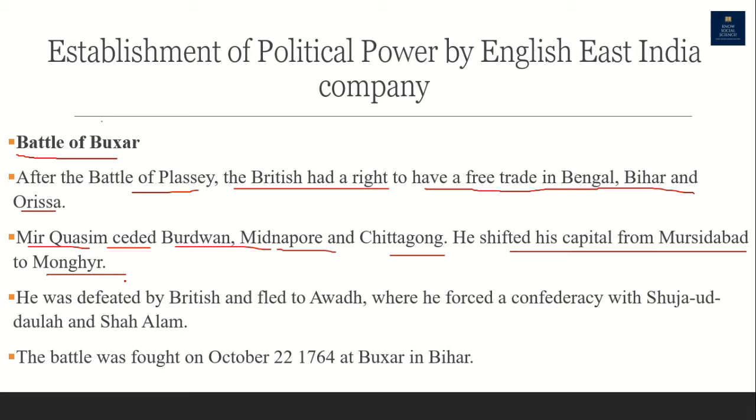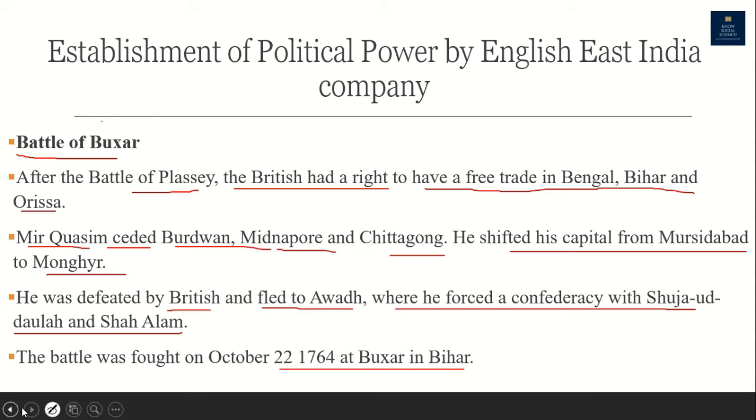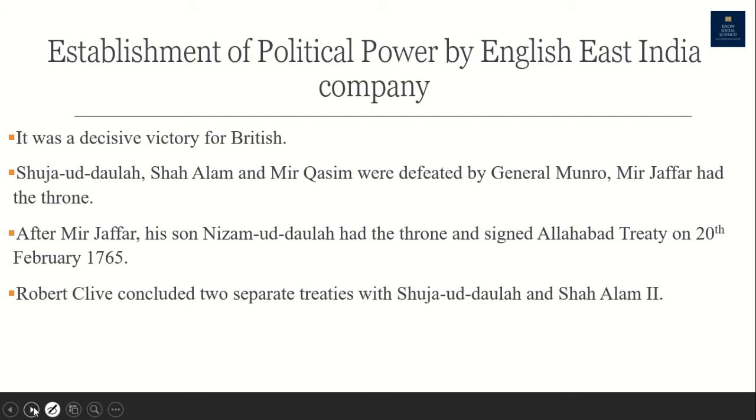Mir Qasim soon revolted as he was angry with the British for misusing the free duty passes. However, having been defeated by the British, he fled to Awadh, where he formed a confederacy with Shuja-ud-Daulah and Shah Alam. The battle was fought on October 22nd, 1764 at Buxar in Bihar. Buxar was a small fortified town in the territory of Bihar, located on the banks of the Ganga about 130 kilometers west of Patna. It was a decisive victory for the British East India Company.